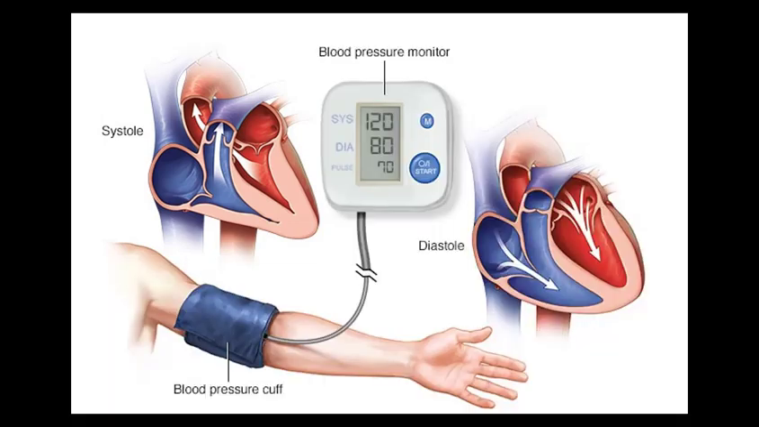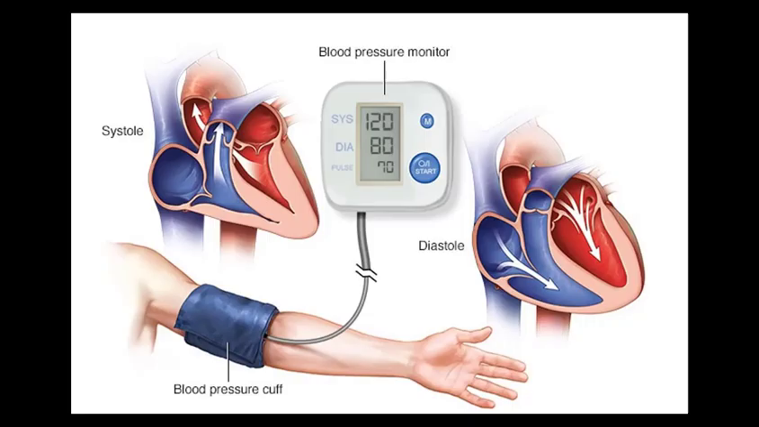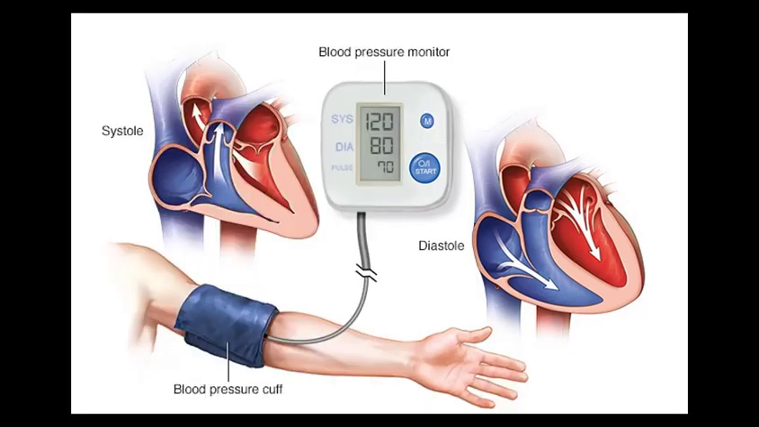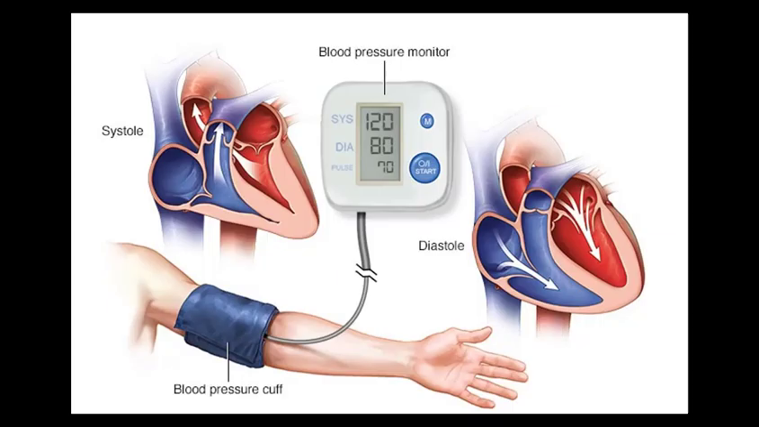This is called your systolic pressure. It's typically around 120 millimeters of mercury. When the left ventricle is relaxed, blood's not being actively forced into the aorta and pressure is lower. That's your diastolic pressure, typically around 70 millimeters of mercury.